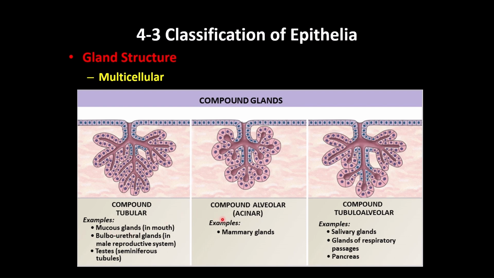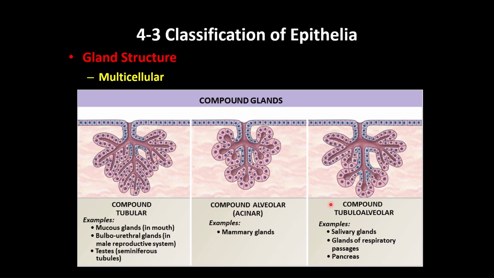The second one is called compound alveolar or acinar. You can see that this is a spherical shape, but this is branched alveolar. So one branched alveolar here, one branched alveolar here. They have their own ducts, and then they drain in a common duct. That's why it's called compound alveolar. You see that in the mammary gland, or the female breast glands.